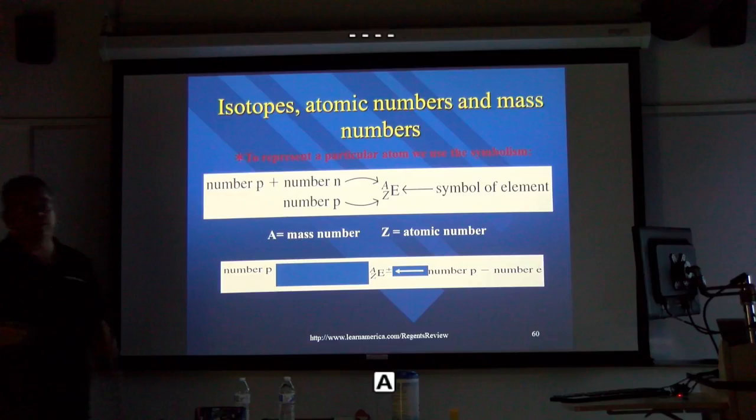Again, these questions are directly from past exams. So let's see if you get this one now, without my help. It says, which pair of atoms are isotopes of this supposed element X?